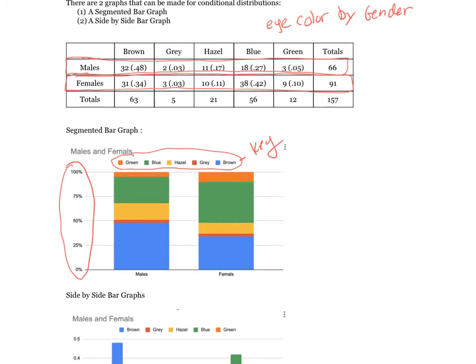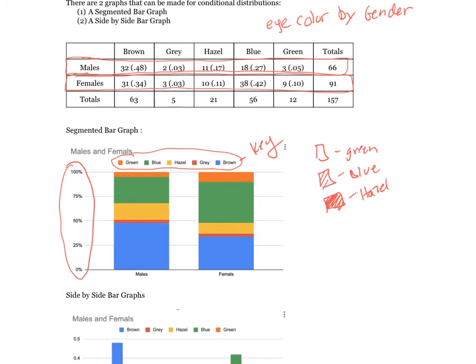And if you were doing this by hand, instead of using colors, you could say that the blank part will be green. And you could say that I'm going to make dashed lines for blue. And you could say I'm going to fill it in for hazel. So you could make this with a pencil and just do different patterns inside each part.